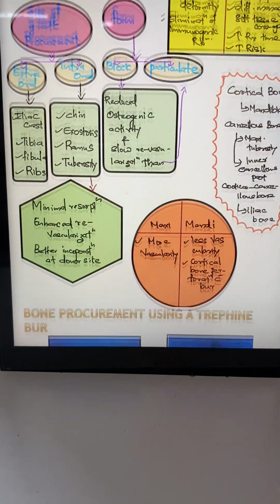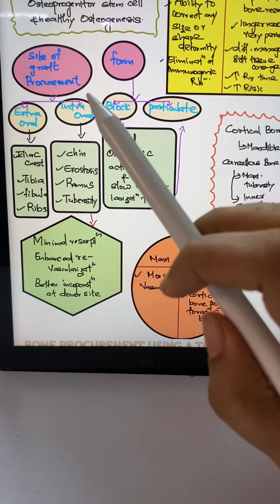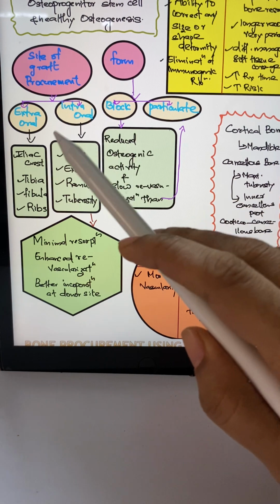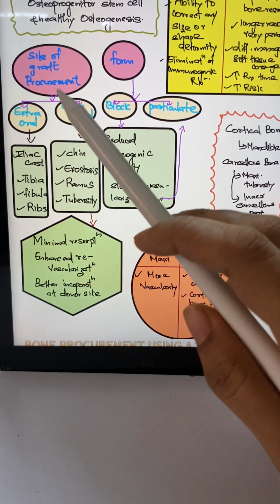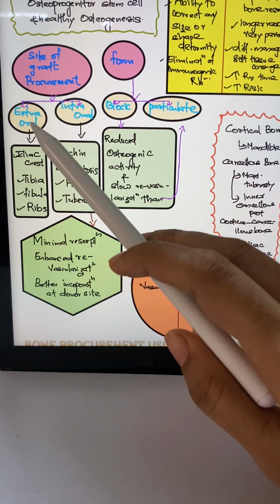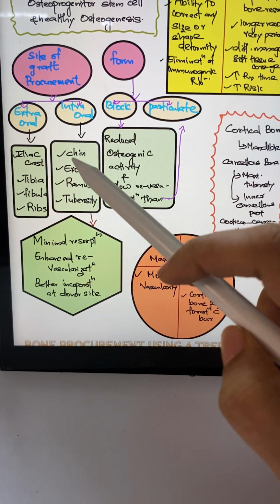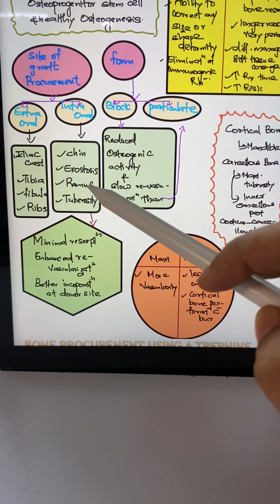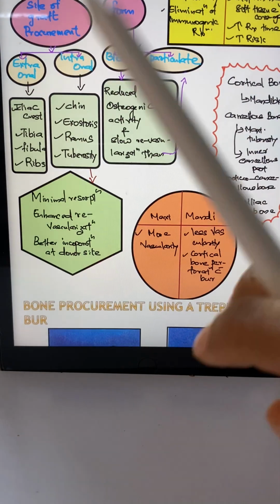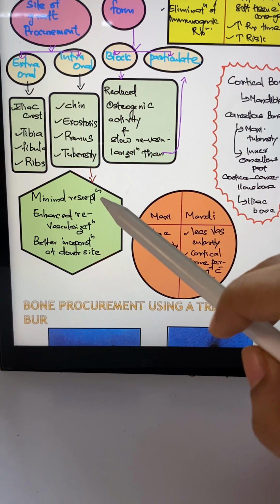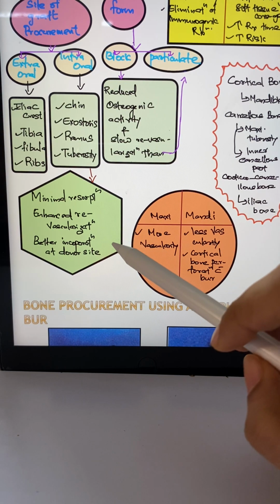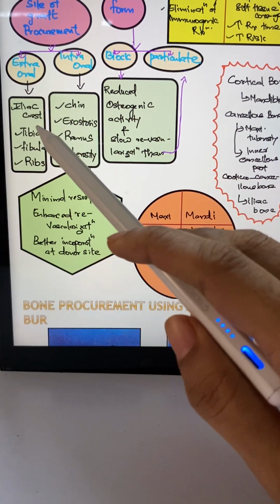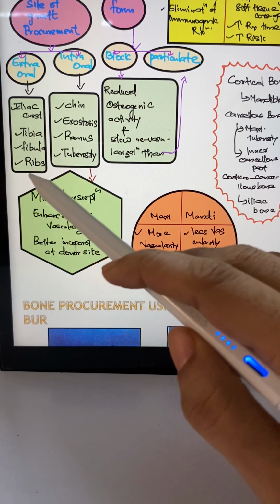Okay, so that is required, and there are a lot of other disadvantages, and you can see this table, you'll understand. And next we need to see the site of graft procurement, that is, from where we need to procure this graft. Extraoral sites and intraoral sites. Intraoral sites are from the chin, exostosis, ramus, and tuberosity, because if you take intraorally, it can lead to minimal resorption and more revascularization capacity, and also better incorporation at the donor site. Whereas the extraoral sites are also there, like iliac crest, tibia, fibula, and ribs.